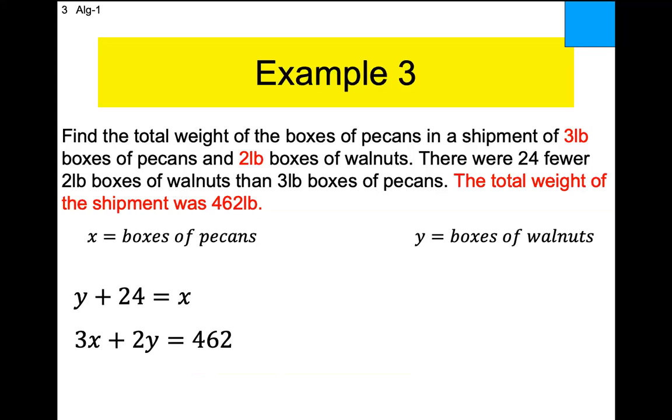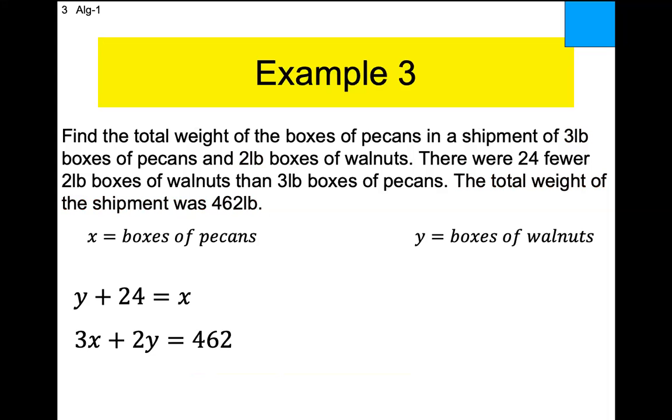3 represents how much pecans weigh. How many do you have? I don't know. It's X. 2 represents how much of one box of walnuts weighs. How many do you have? I don't know. It's Y. We have 2 equations now. One of the equations is already solved. Which one has one letter on one side all by itself? This one is already solved. It says literally X equals.